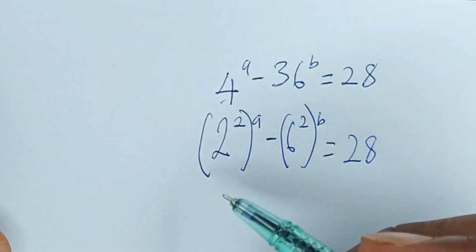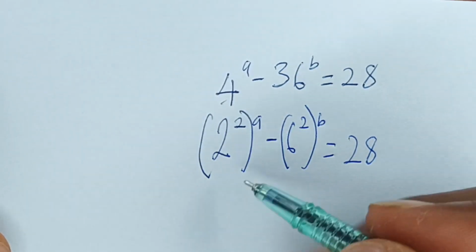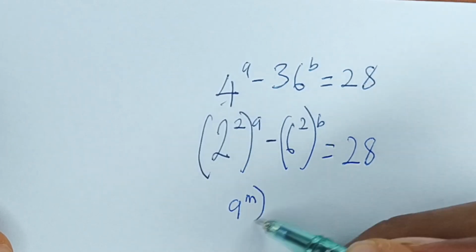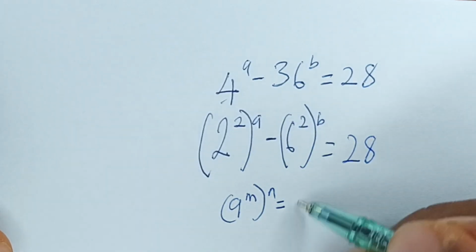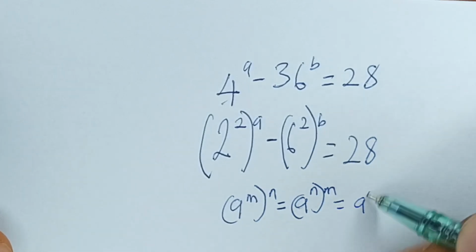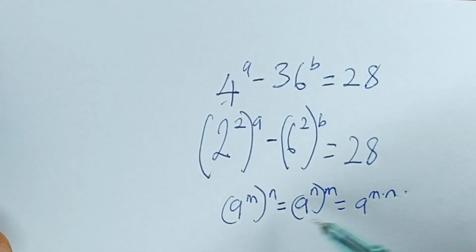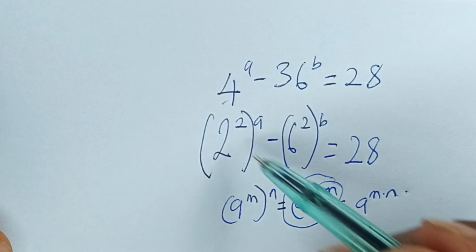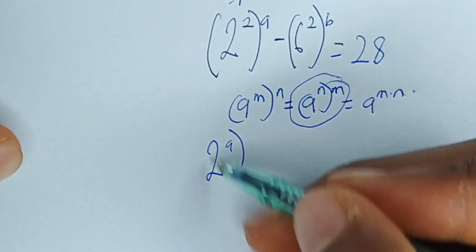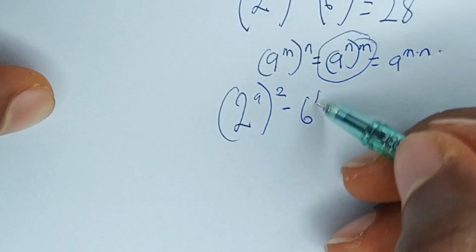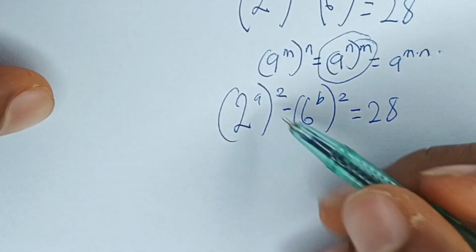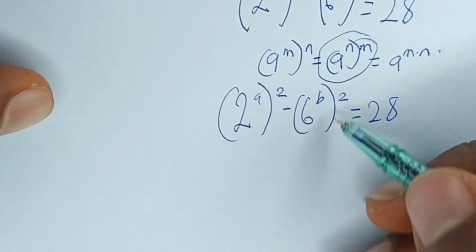Now from here we can use the law of indices that says that a raised to the power m, all raised to the power of n, is equal to a raised to the power n, all raised to the power of m, is equal to a raised to the power m times n. But then we'll apply these parts here. So we rearrange this to become 2 raised to the power a, all raised to the power of 2, minus 6 raised to the power b, all raised to the power of 2, is equal to 28. This is something squared over something squared.